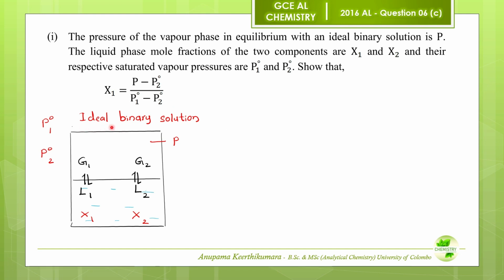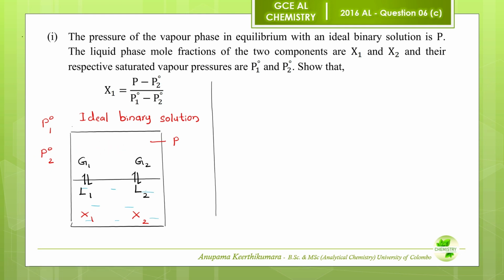This is an ideal binary solution where the two liquids are in equilibrium with their respective gaseous species. X1 and X2 are the mole fractions of the two liquids at equilibrium. P is the total vapor pressure at equilibrium. P01 and P02 are the saturated vapor pressures of the respective gaseous components.